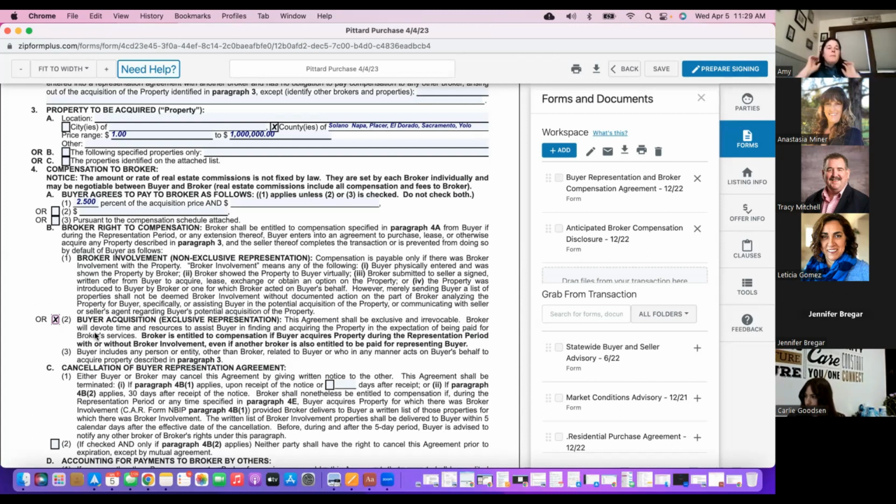Okay. Buyer acquisition, exclusive representation. This agreement shall be exclusive and irrevocable. Broker will devote time and resources to assist buyer in finding and acquiring the property in the expectation of being paid for broker services. Broker is entitled to compensation if buyer acquires property during the representation period with or without broker involvement, even if another broker is also entitled to be paid for representing the buyer.